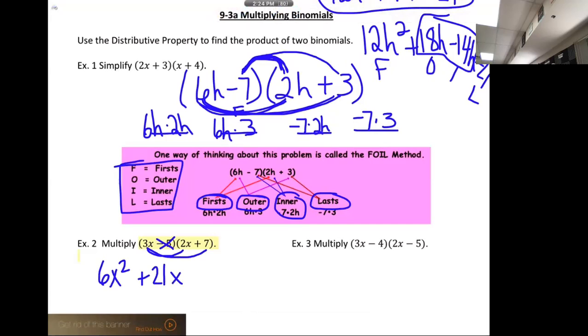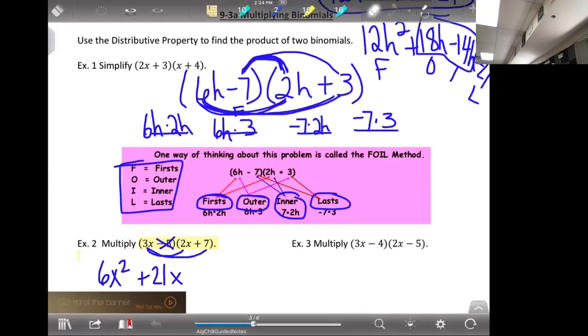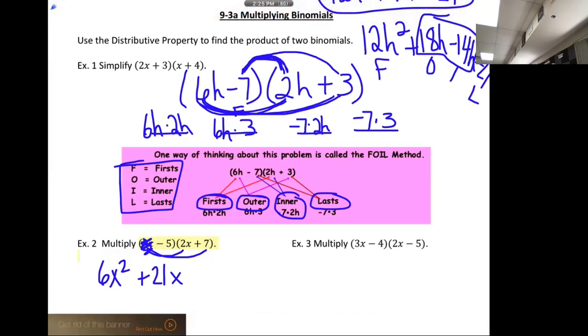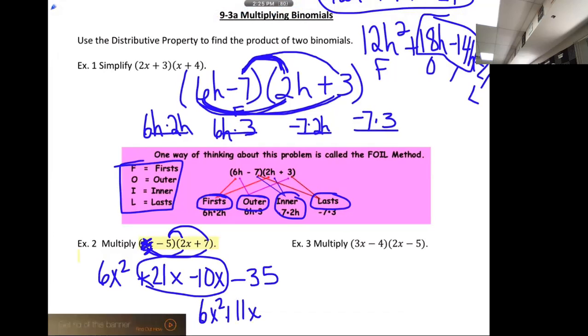All right, it's done its job. Let's go ahead and cover this up now. And remember, that's a -5 really means -5. So take that sign with it. -5, -10x, and -5. The O's are alike. Subtract or add them? Well, it's a +21 and a -10. So do 6x squared plus 11x minus 35.